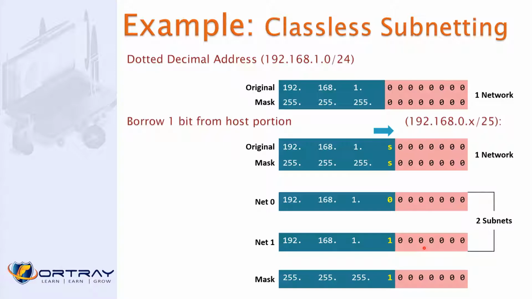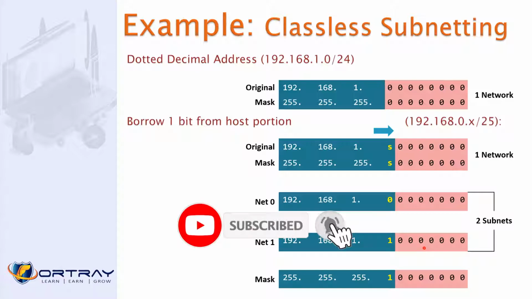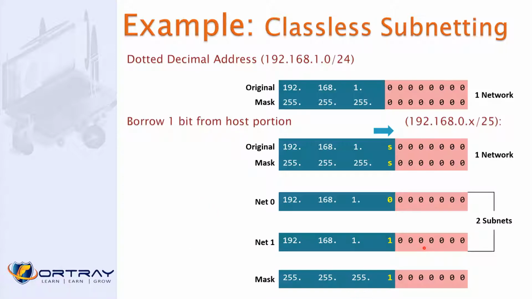Whenever you borrow 1 bit, how many bits have you borrowed? 1. So how many networks will you be creating? 2 raised to power 1. And how many bits are left for the host portion? 7. 2 raised to power 7, 128. Each network, now think about it, 1 big building has been chopped down into 2 rooms of equal size. If it's 400 square meters, it becomes an equal 200 square meters, length and width wise. But the main structure is the same, no problem at all.